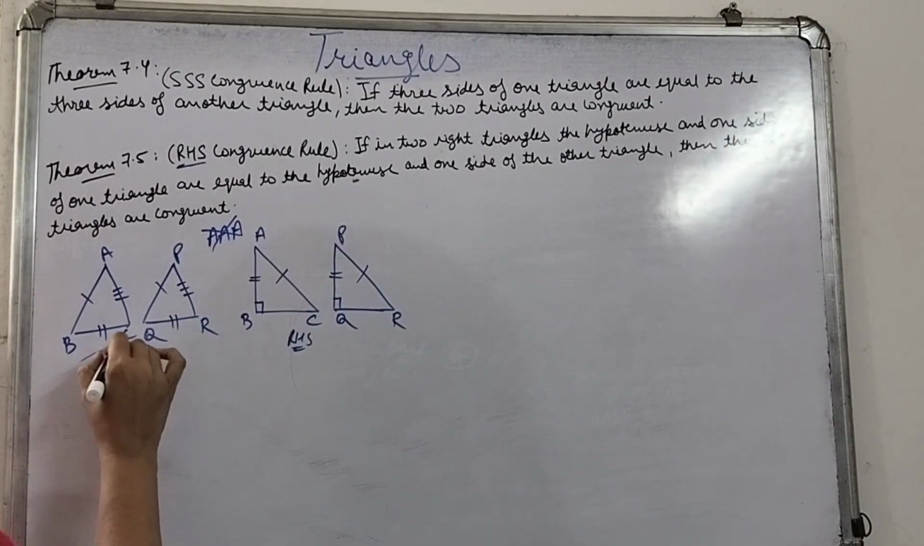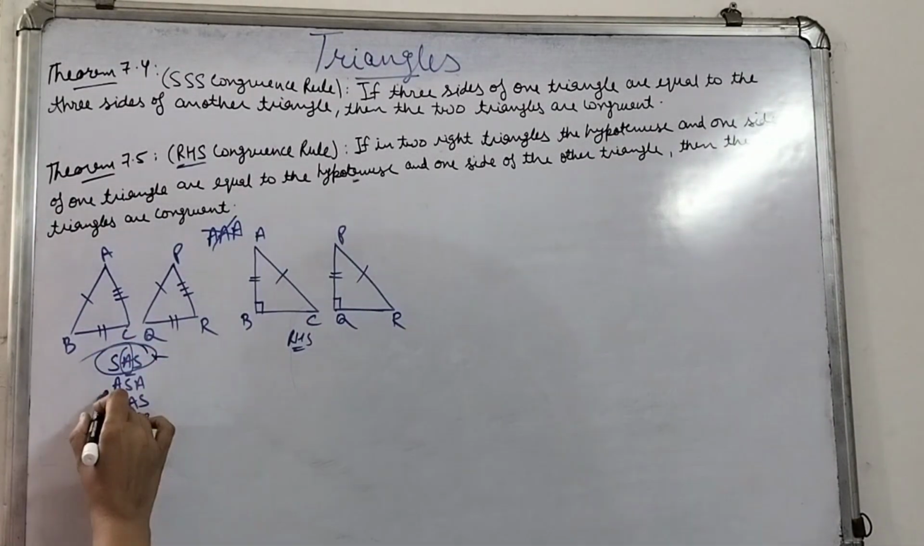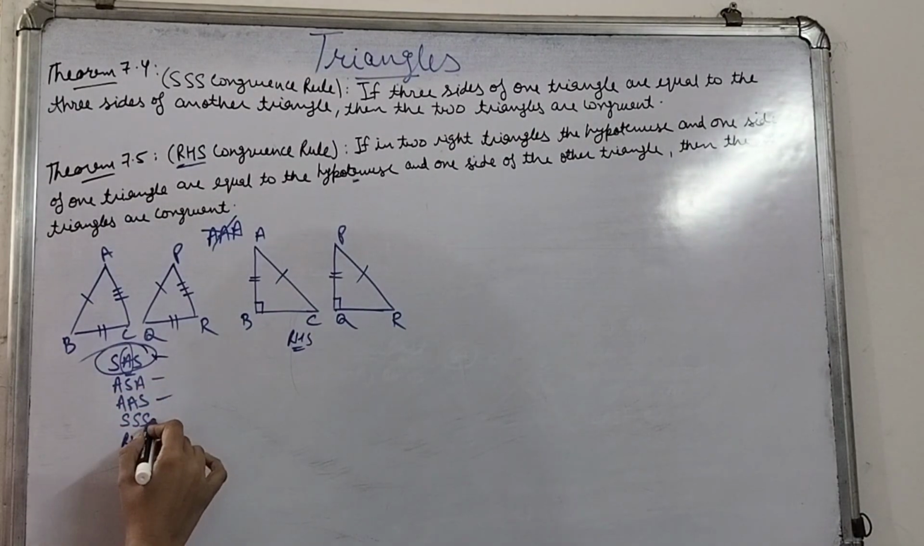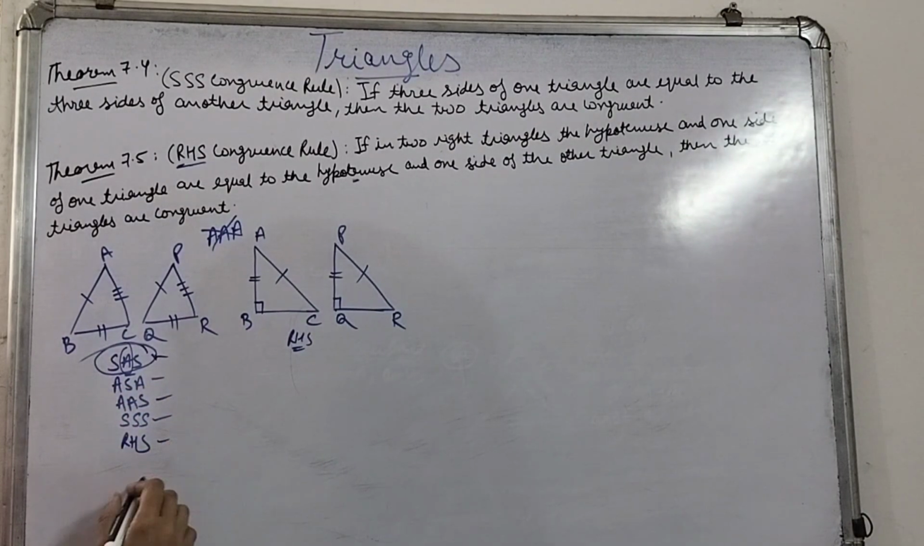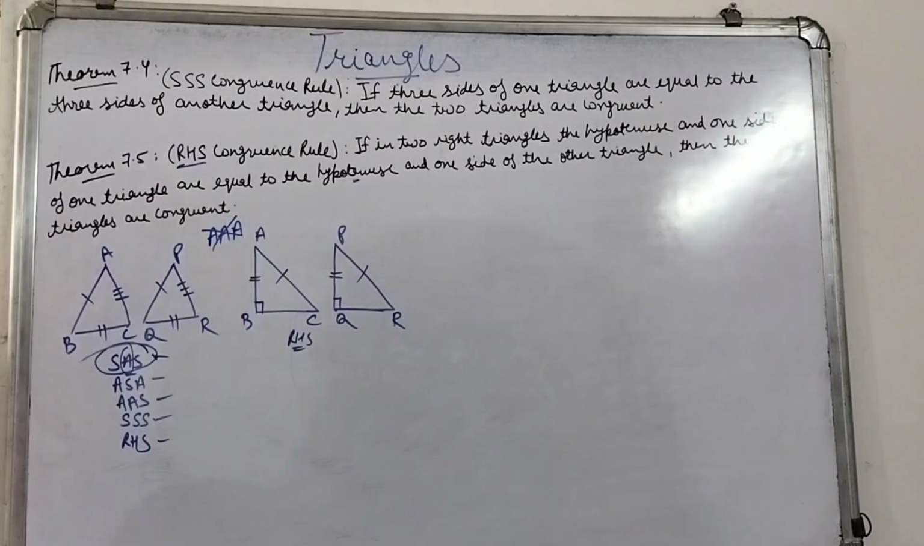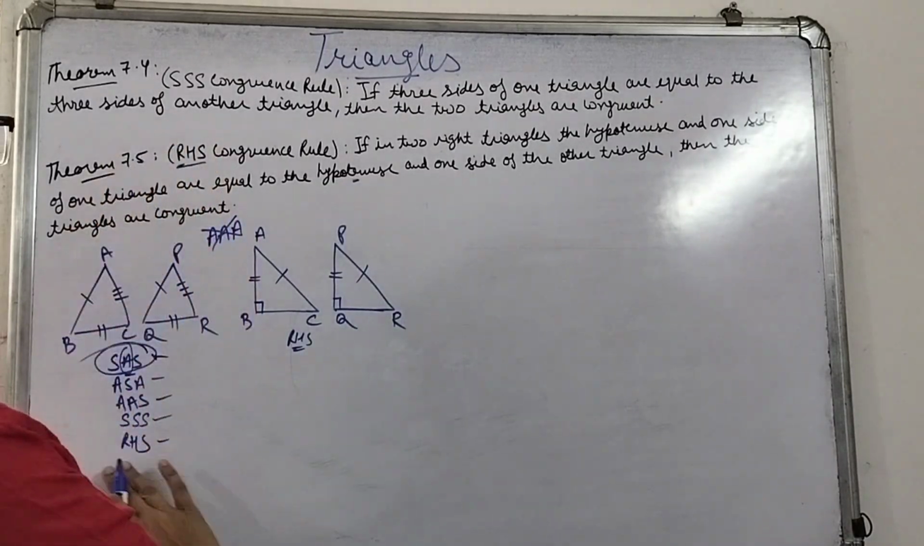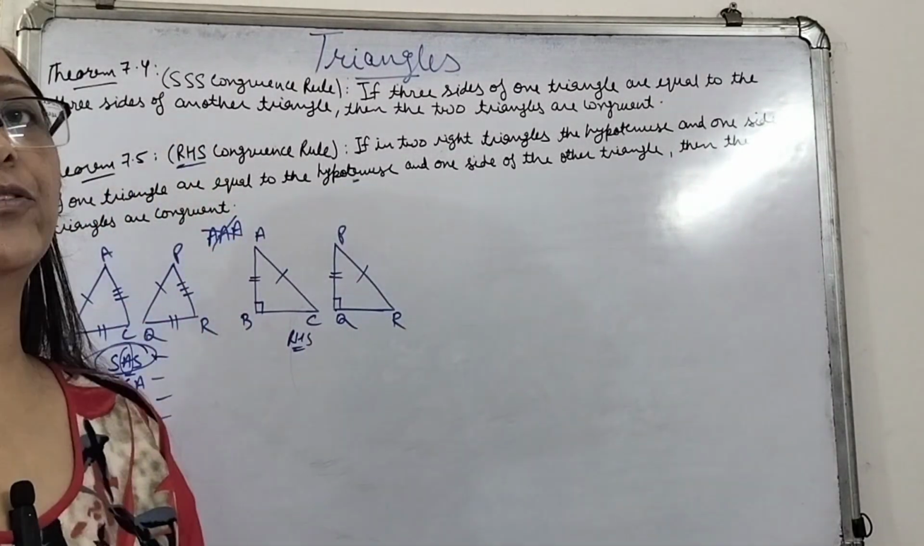SAS, where the included angle is important; ASA; AAS; SSS; and RHS, that is right angle, hypotenuse, and side. So these all are the criteria of congruency of triangles.